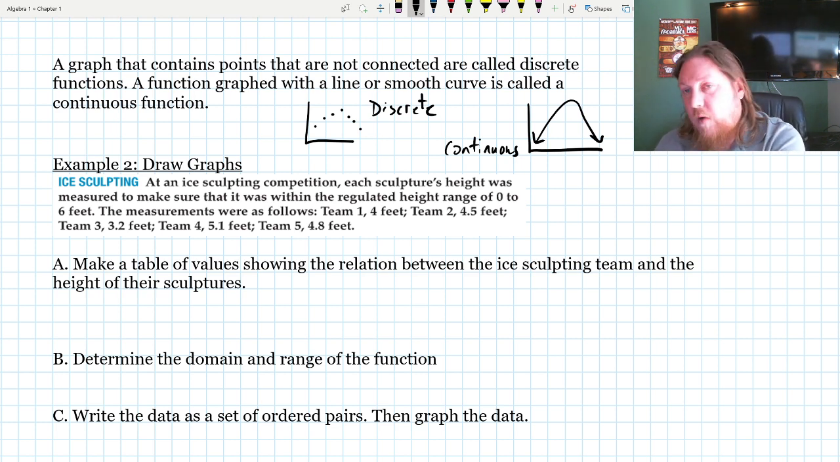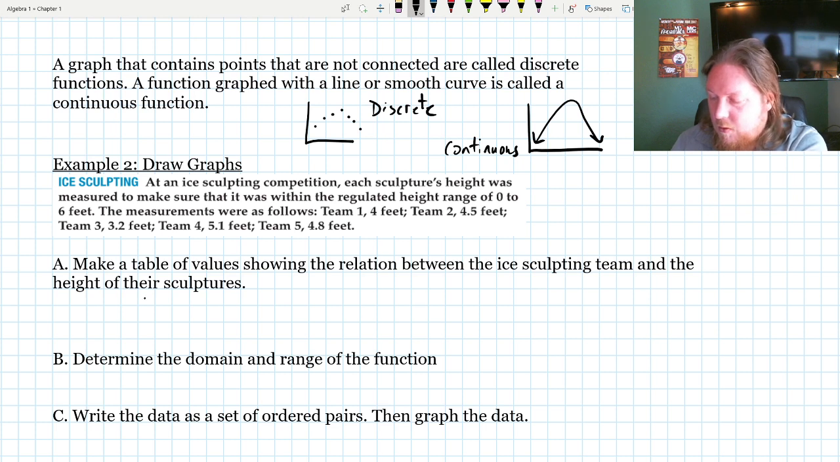We're going to draw a graph here based on this scenario, and then we're going to answer some questions based on that. So at an ice sculpting competition, each sculpture's height was measured to make sure it was within the regulated range of 0 to 6 feet. The measurements were as follows. Team 1, 4 feet. Team 2, 4.5 feet. Team 3, 3.2 feet. Team 4, 5.1. And Team 5 is 4.8. I just read a bunch of numbers there. I didn't even really need to read it. I just know it's going to give me a bunch of teams and heights.